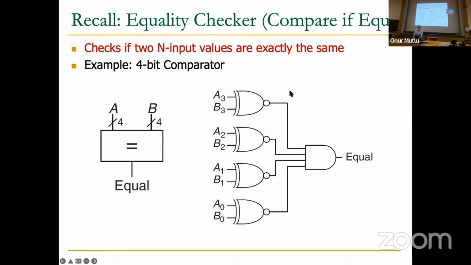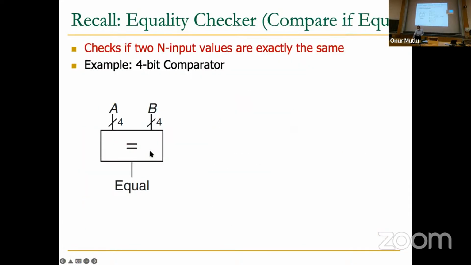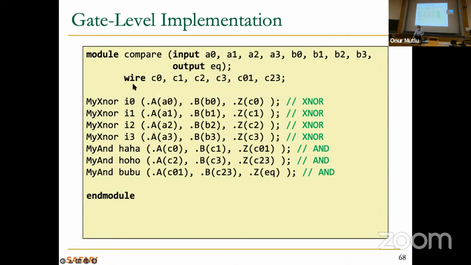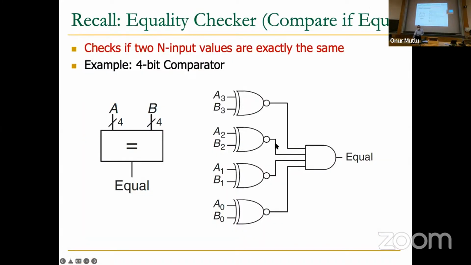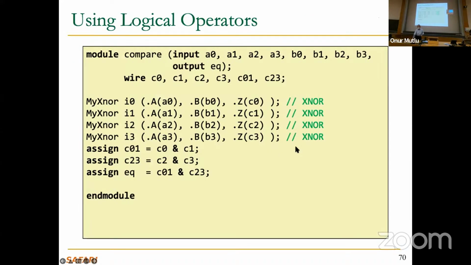So the circuit you've seen earlier is similar to this one, except this 4-input AND gate is three 2-input AND gates, if you remember. So basically what we've done here is, okay, can you go back? We've used our descriptions of the XNOR and AND gates to build something that looks exactly like this. But again, this is terrible code.